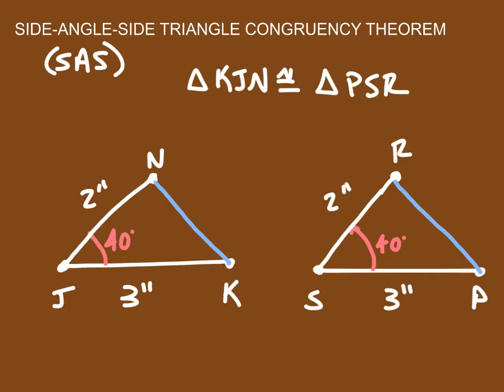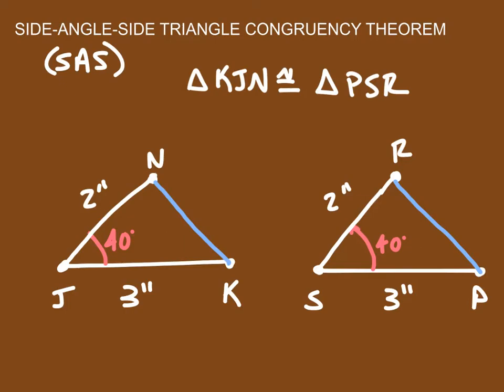If you have a protractor and a ruler, measure a length of 3 inches, create a 40-degree angle, and make another line segment that's 2 inches long. Connect N and K together, and do the same thing over here for R and P, and you'll actually get two congruent triangles.